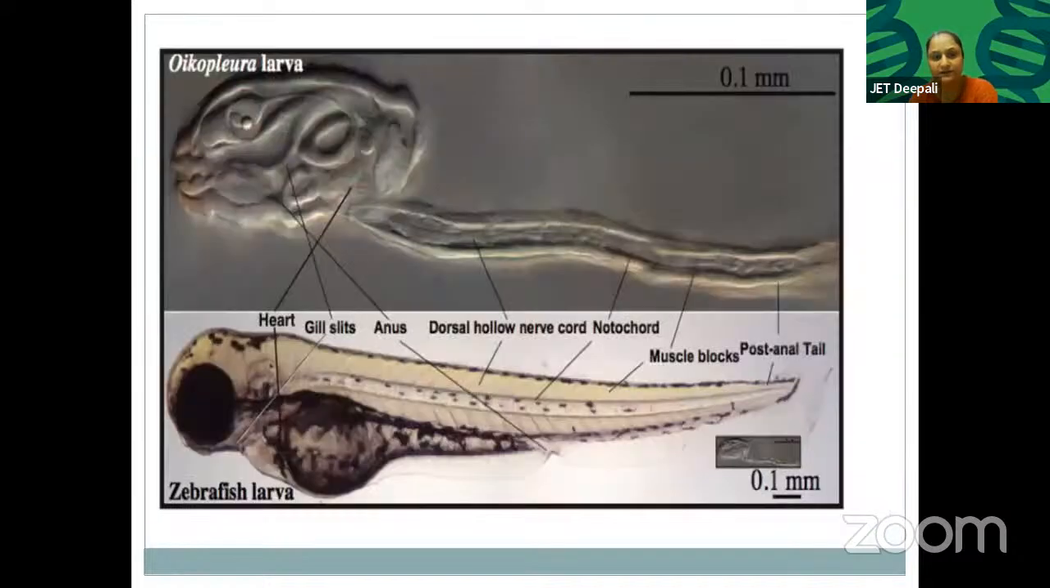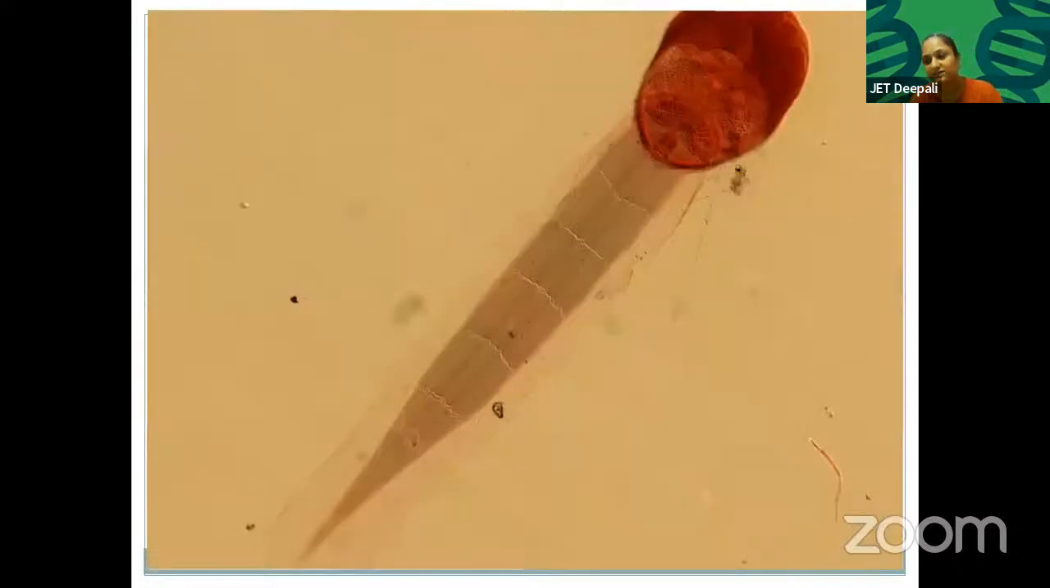See the example, this is Oikopleura. You can see these are the larvae. You can see the notochord and tail. Heart is there, gill clefts are there, anus is there. Muscle blocks are there, post-anal tail is there, dorsal hollow nerve cord is there. This is a zebrafish larva, and this is an Oikopleura larva. These are examples of class Larvaceae.